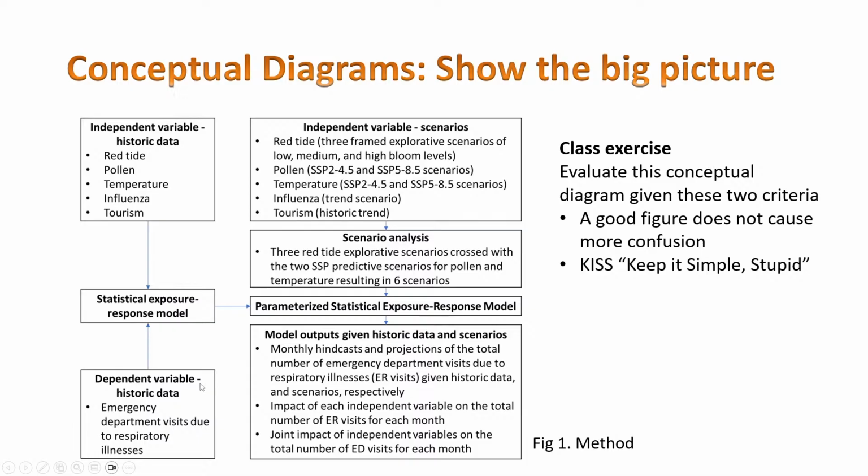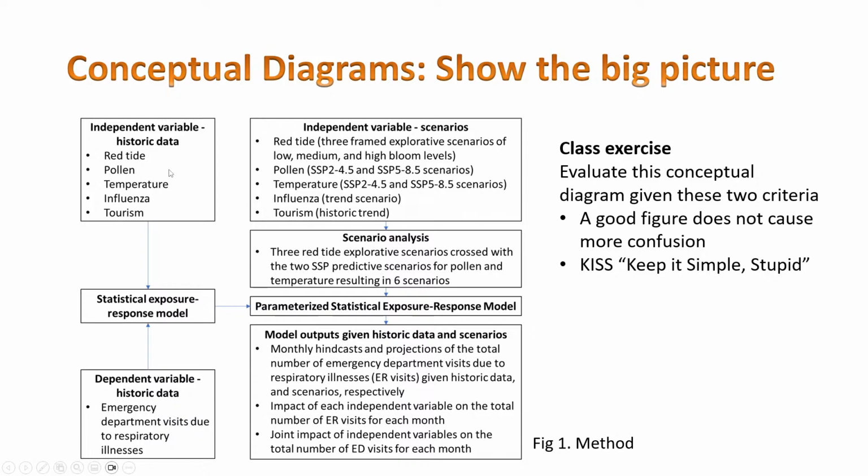This is my dependent variable, again historic data. What is the dependent variable? Emergency department visits due to respiratory illnesses. This is what is changing based on these. Red tide could increase or decrease these emergency department visits, and so could pollen, temperature, influenza, and increase in the population. Tourism will increase the population, so you get more people coming to the emergency department.